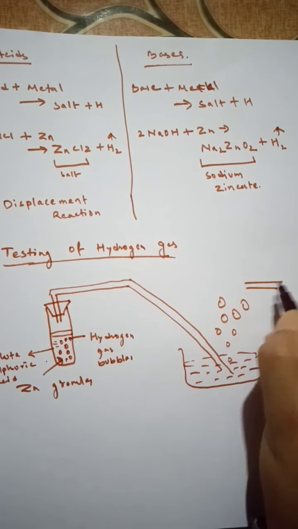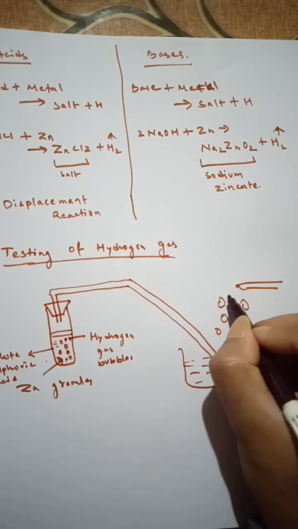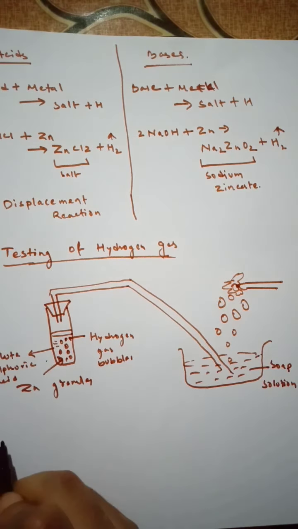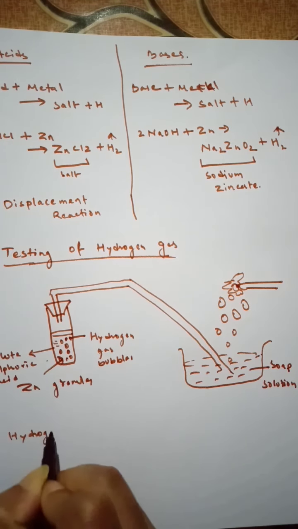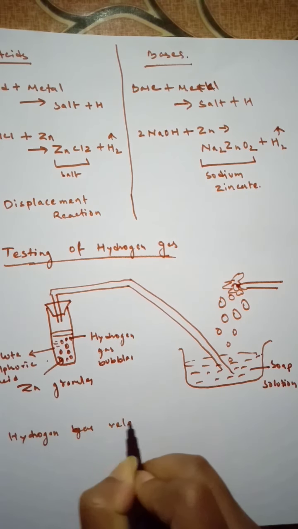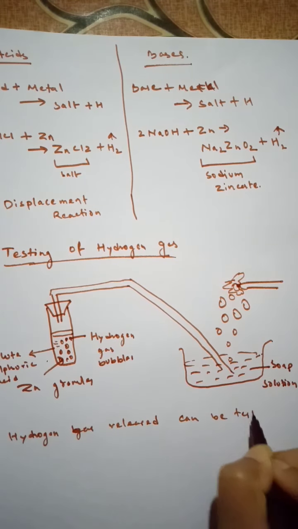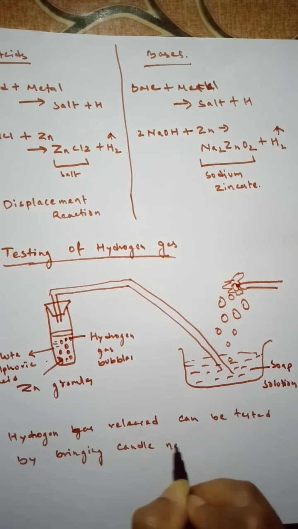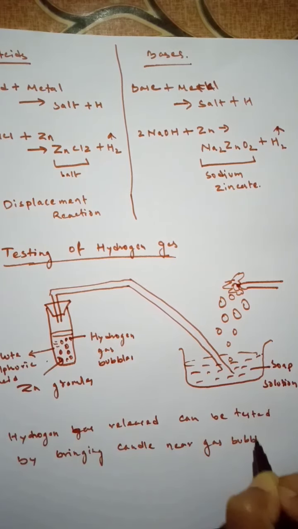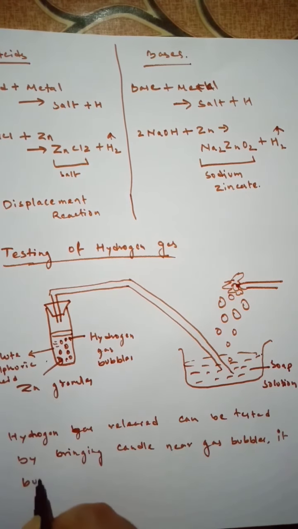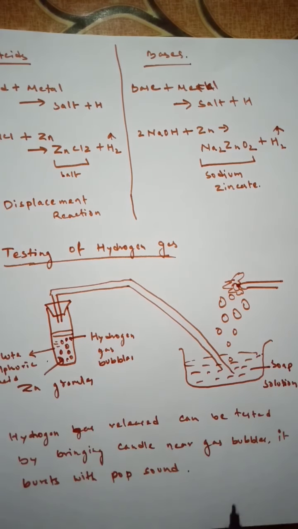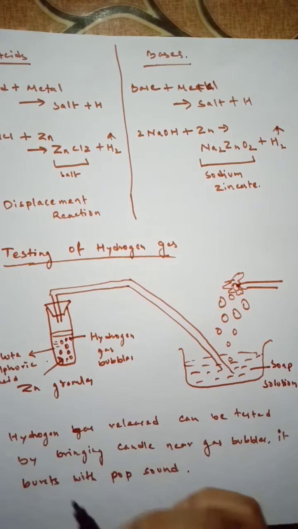If we put a candle here and light it, when these bubbles come in contact with fire, we will hear a pop sound. So the hydrogen gas released can be tested by bringing a candle near the gas bubbles. It bursts with a pop sound. Now we can say that in this complete reaction there was hydrogen present.